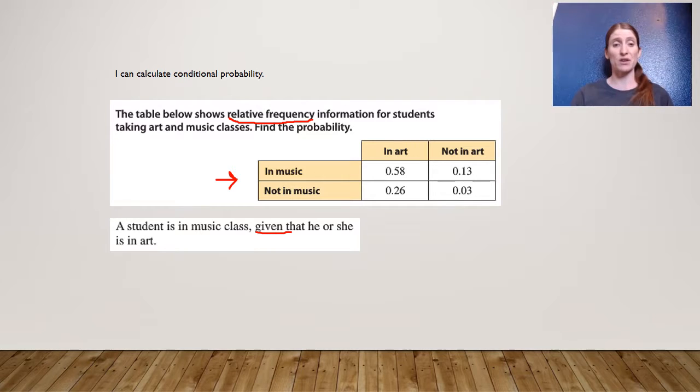So given that he or she is in art, I'm going to go straight to art. These are the only numbers I'm working with now. Okay, my total there, though, I need to do a total still. I need to have a marginal total. So 0.26 plus 0.58 is 0.84, so that's my denominator. I'm going to still use the point.